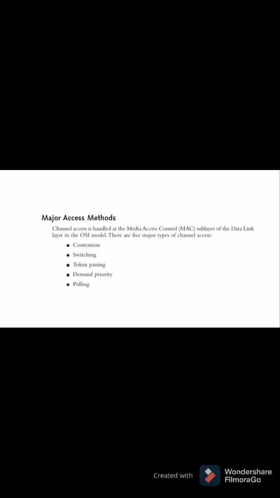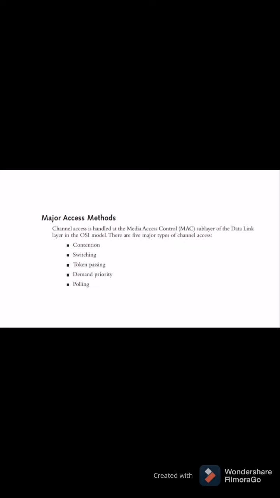Major access methods. Channel access is handled at the media access control, or MAC, sublayer of the link layer in the OSI model. There are five major types of channel access, and those are contention, switching, token passing, demand priority, and polling. We're going to discuss each major type in the next slides.